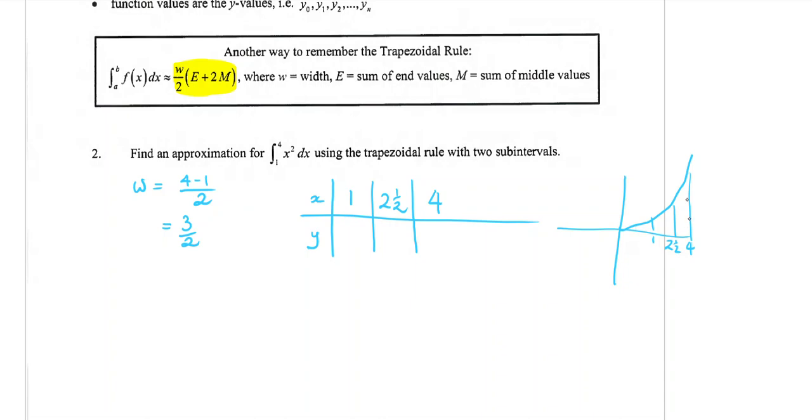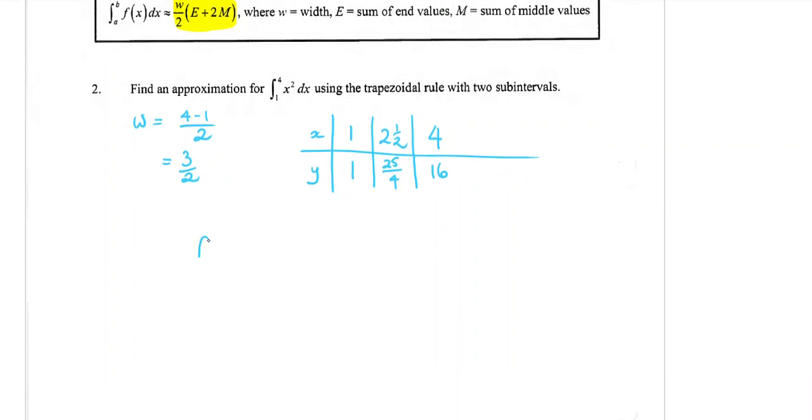Okay, now I need to find all the y values. I sub these into where? Up here, this x squared, the little function that's sitting here in my integral. So x squared. 1 squared is 1. 2.5, which is 5 over 2, squared, 25 over 4, or you can do it as a mixed numeral, that's fine. And then 4 squared is 16. Okay, this is why you always have to do this first so you're ready to put it into your formula.